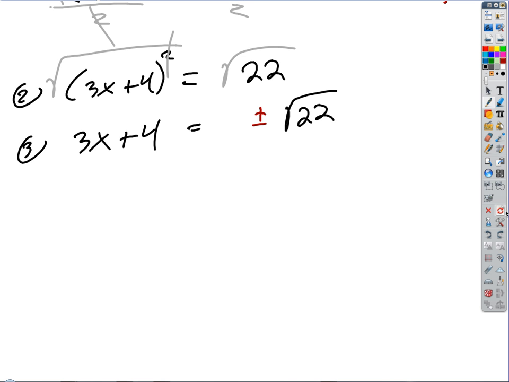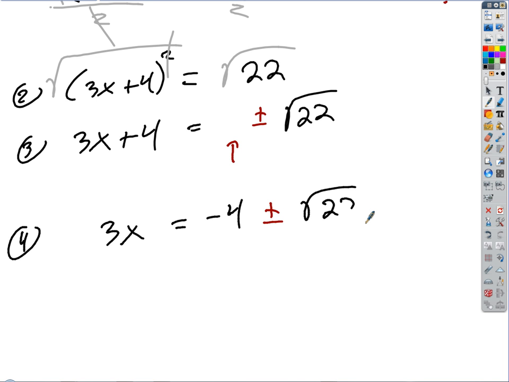But watch this trick. When I subtract the 4, isn't that the same as adding negative 4 to both sides? If I put the number that I'm adding in front of the plus or minus, not on the other side, don't put the minus 4 out here, put it in front. Watch what happens. Then we end up with step 4 looking like 3x equals negative 4 plus or minus the square root of 22. Well, that gives us both answers in one there, right? Negative 4 plus the square root of 22 would be one solution. Negative 4 minus the square root of 22 is the other.